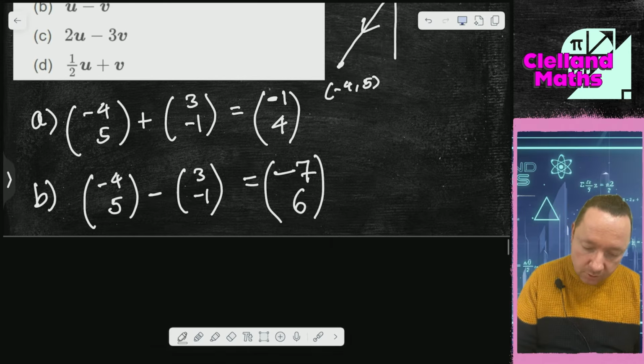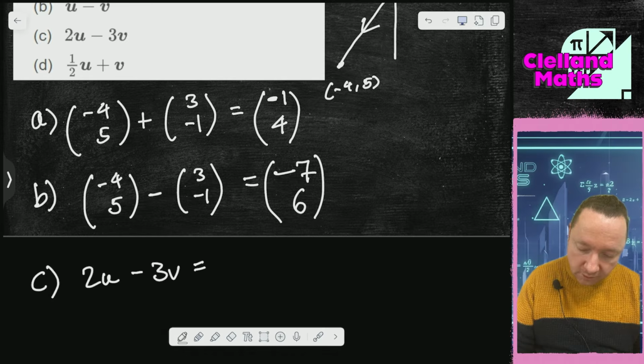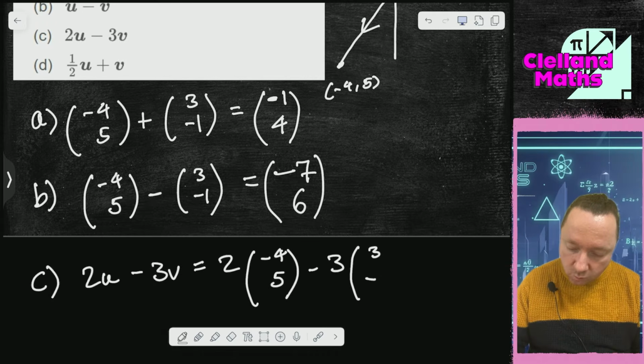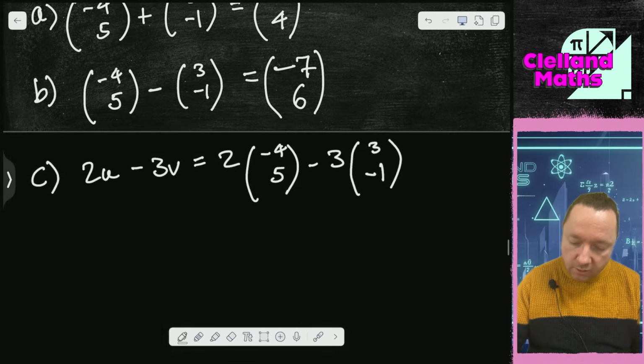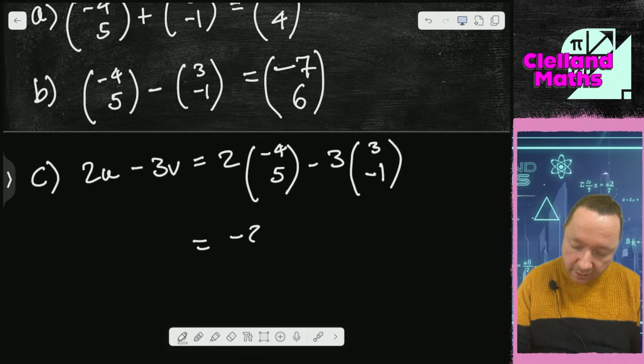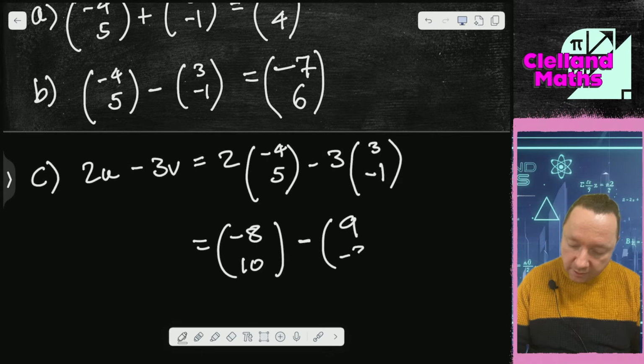Question C, 2U minus 3V. Well, that's 2 times U, which is (-4, 5), minus 3 times V, which is (3, -1). So times each of the numbers inside by 2. 2 times minus 4 is minus 8. 2 fives is 10. Take away 3 times 3 is 9. 3 times minus 1 is minus 3.